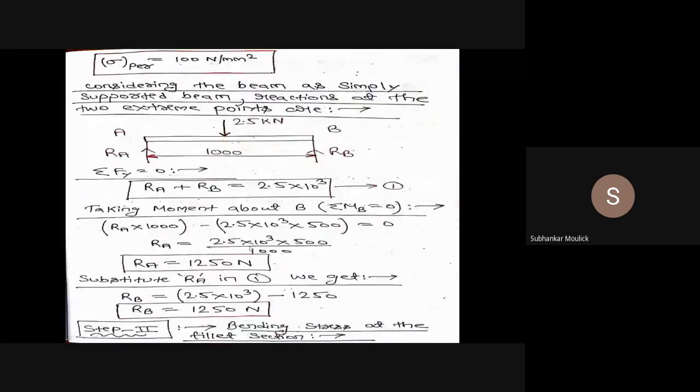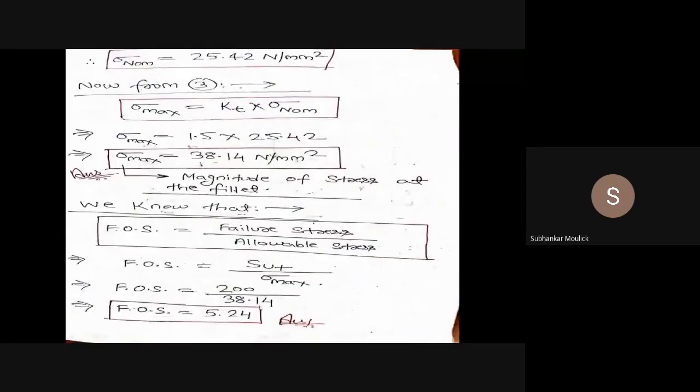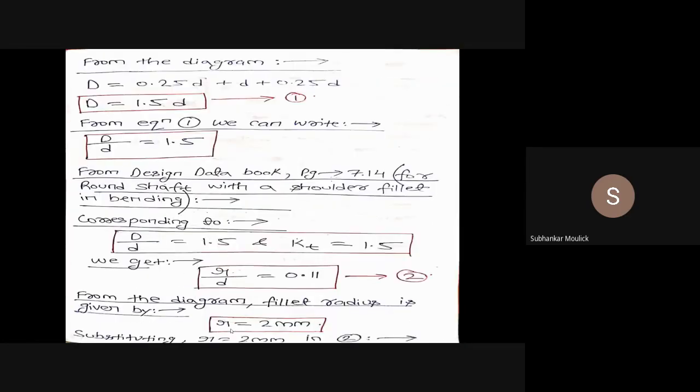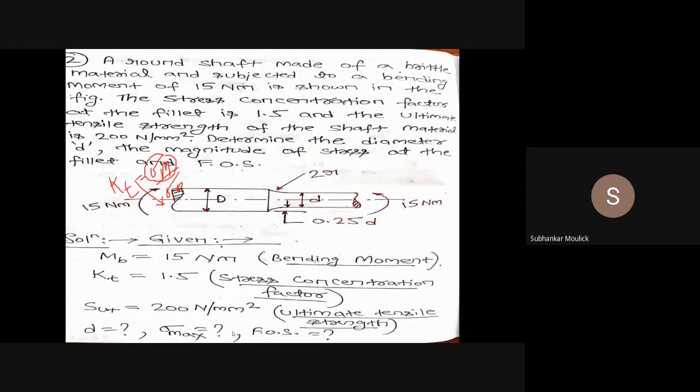So 200 divided by sigma max. Sigma max is the allowable stress. What is allowable stress? Allowable stress is nothing but the maximum stress generated in the problem, that is 38.14. Solve it, you will get the value of factor of safety, that is 5.24. So this is the second problem.